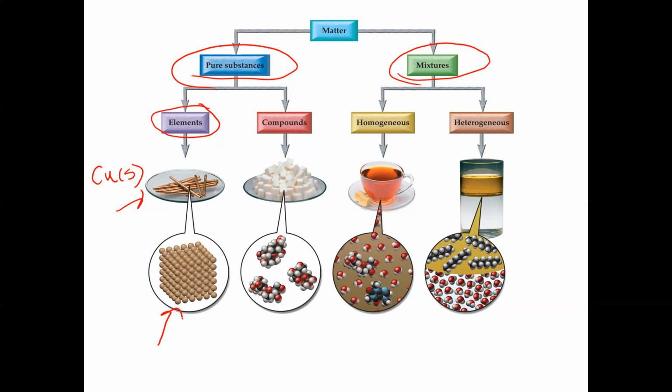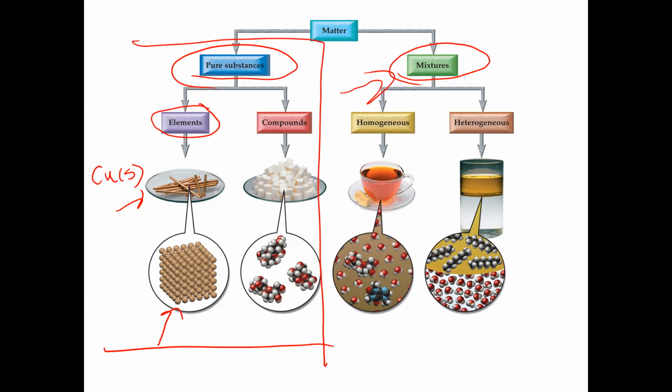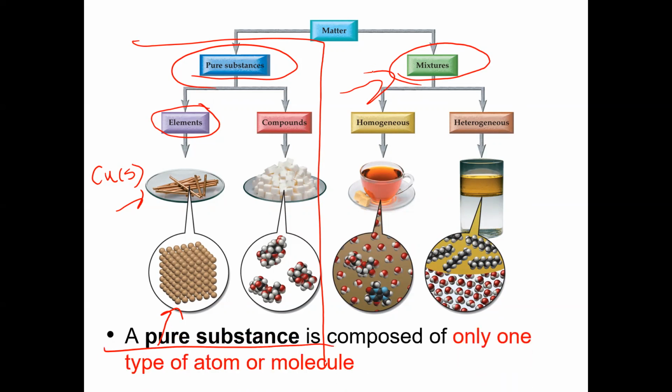So when we're naming things, now that we understand atoms and atomic structure, we're going to focus on this part of matter. We'll get to mixtures in later chapters, but right now we're going to focus on pure substances. So a pure substance is composed of one type of atom or molecule. So copper is an element. Why? There's only one type of atom, the copper atom. Sucrose, which I wrote earlier on the slides as C12H22O11, is more than one type of atom, but it's bonded in a fixed ratio.